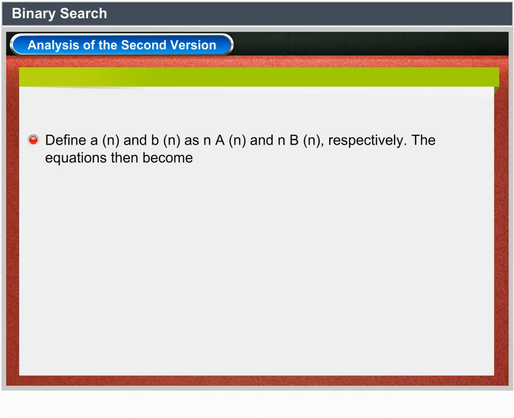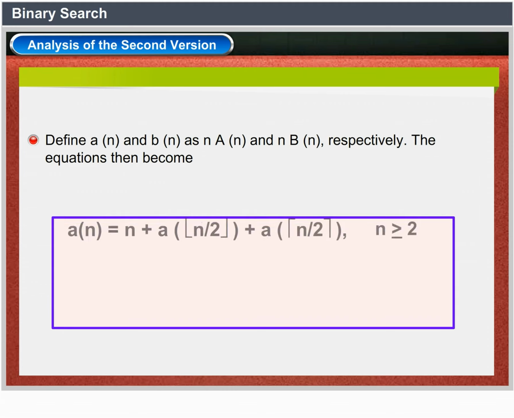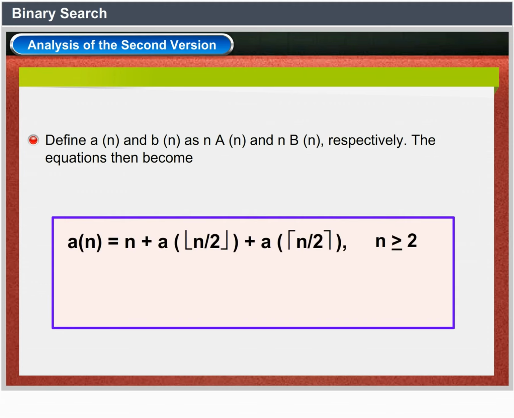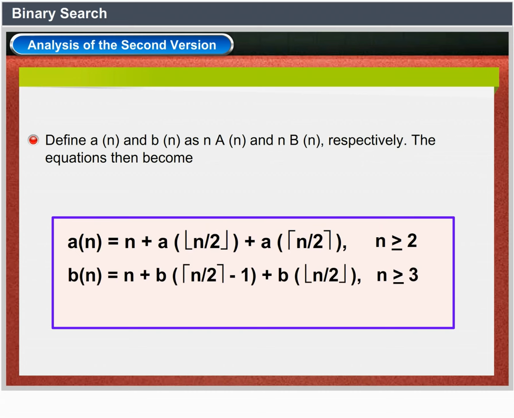Define a(n) and b(n) as nA(n) and nB(n) respectively. The equations then become a(n) = n + a(floor(n/2)) + a(ceiling(n/2)) where n >= 2. b(n) = n + b(ceiling(n/2) - 1) + b(floor(n/2)) where n >= 3. a(1) = b(1) = 0. b(2) = 2.